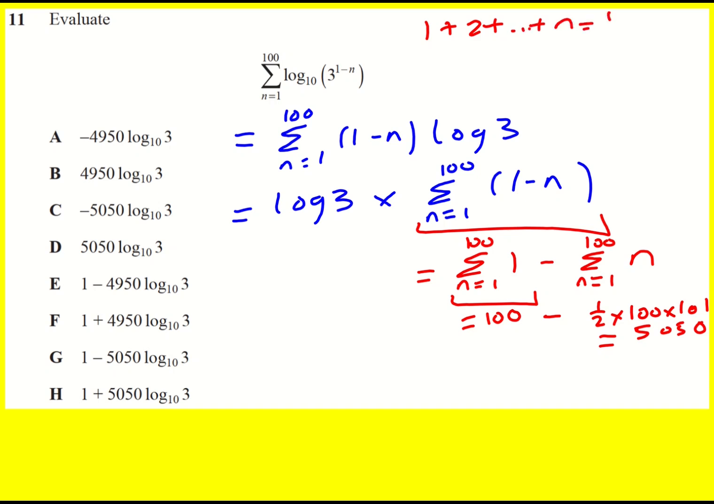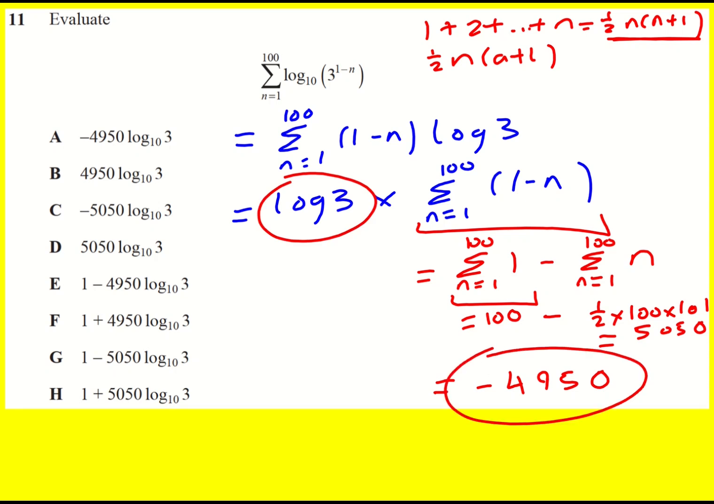Comes up all over the place in maths. Of course, what you can do is use the summation of an arithmetic series, of which this is one. So use a half n times a plus l, for example, and then a is 1 and l is n, and you get it from that if you wanted. So that is going to give us 100 minus 5,050, which is minus 4950. Just don't forget we're then timesing it by log 3. So it's these two times together, which gives us the answer.